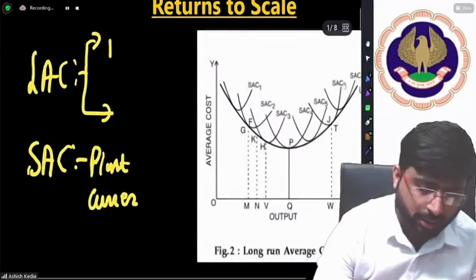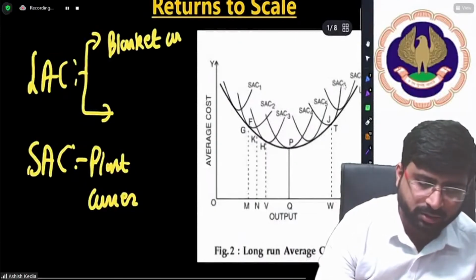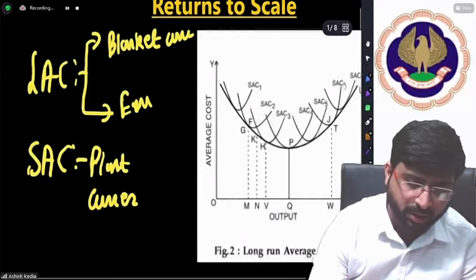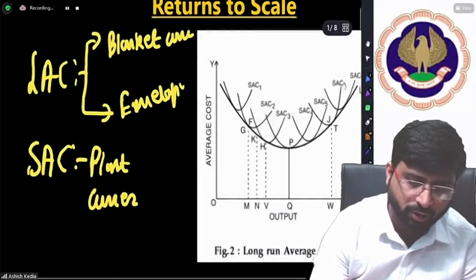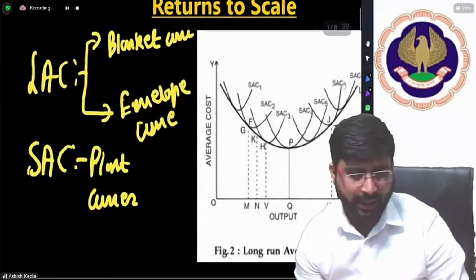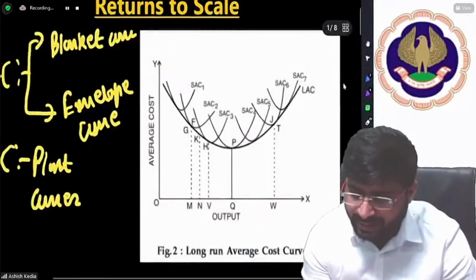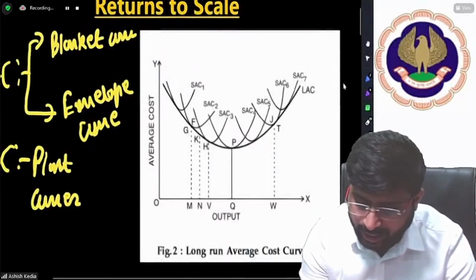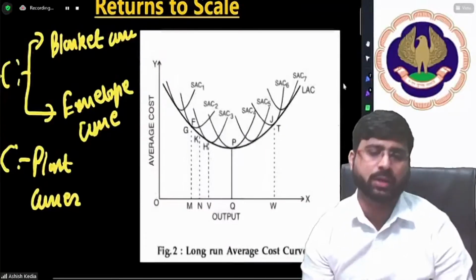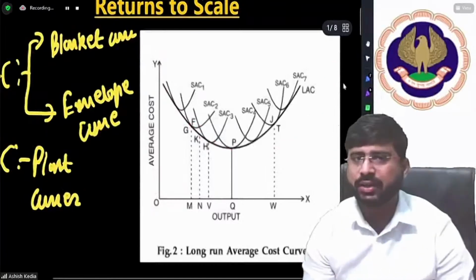Number one is the blanket curve, and the other one would be the envelope curve. So there is this blanket curve and then there is this envelope curve. Now, sir, why is the LAC curve also called a blanket curve or envelope curve? You see, can you see the LAC curve here? Yes, sir, we definitely can.